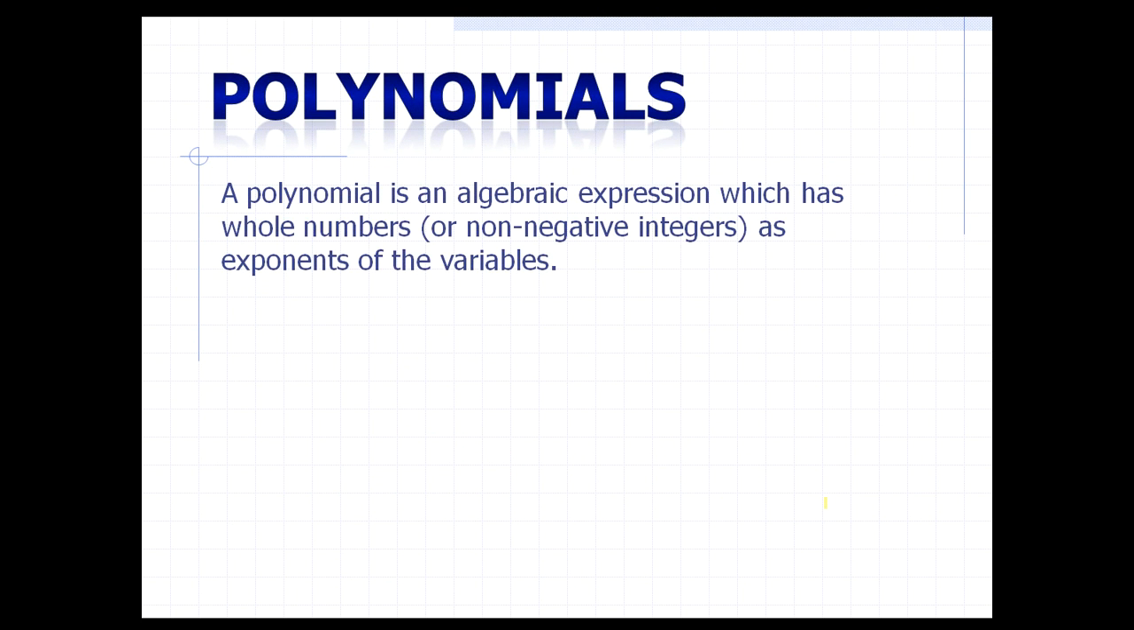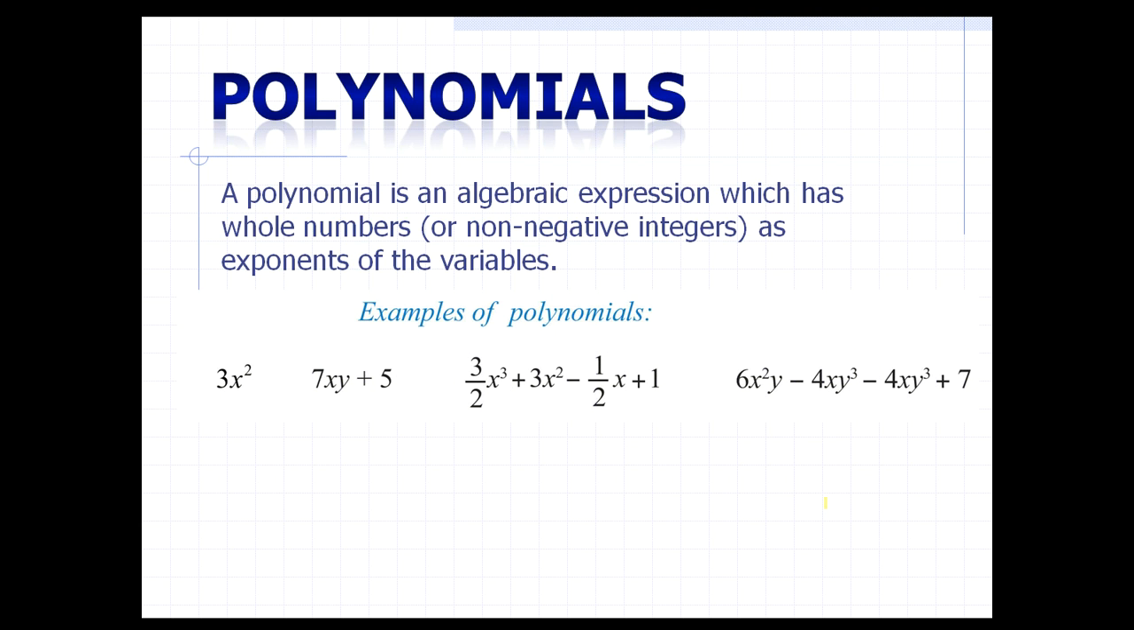Polynomials. A polynomial is an algebraic expression which has whole numbers or non-negative integers as the exponents of the variable. Some examples of polynomials are as follows. In all of these, we see that the powers of the variables are not fractions, neither are they negative integers. They are only positive integers. They can be 2, 3, 1, 4, or any other such power. But it should not be a fraction or a negative number.